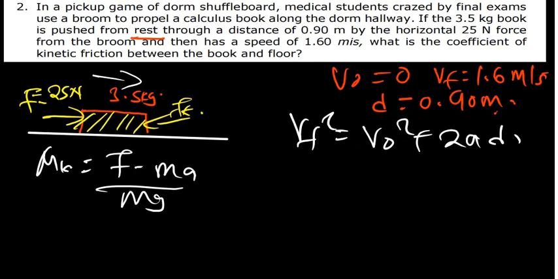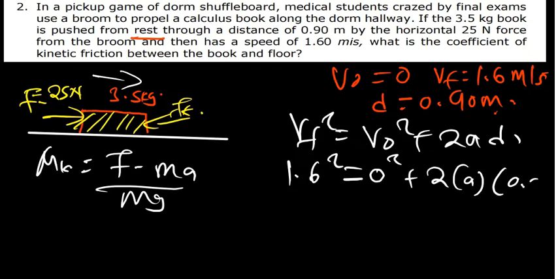Let's start now plugging in the values. The initial velocity, the final velocity is 1.6. I square it. The initial is 0. Then you have 2. We're trying to find acceleration. The distance is 0.9. Let's say. So we have 1.6 squared. If you want, you can find it in advance. Then you're going to have 0.9 times 2, which is 1.8.